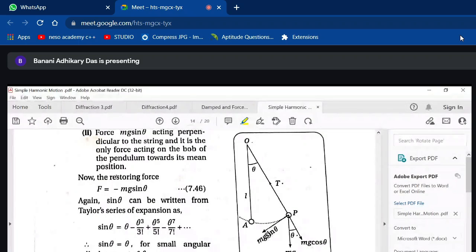The tension in the string T is balanced by mg cos theta, and therefore these two forces cancel out each other, and there is no net force acting along this line. But the part of the force given by mg sin theta is unbalanced. There is no oppositely acting force to neutralize it. Hence, under the action of this force, mg sin theta, the bob tries to move back to its equilibrium configuration. This is the restoring force.